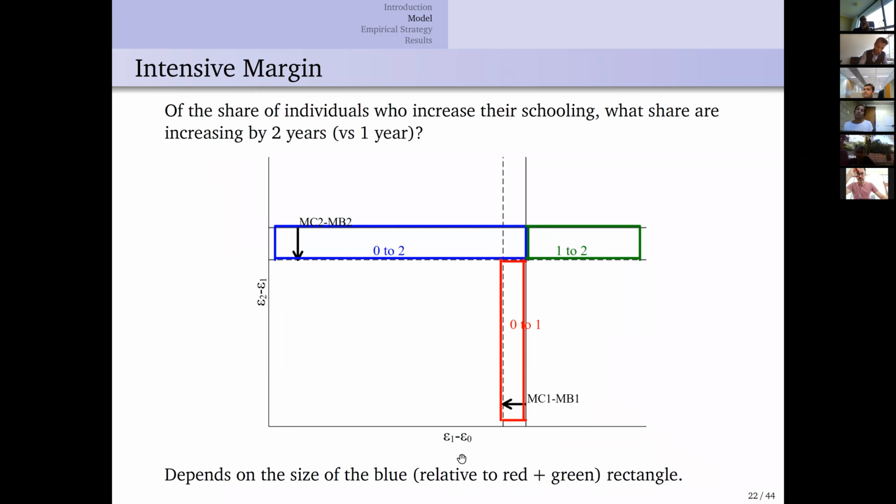I've taken out the distributions just to make this bigger. This blue rectangle are all of the people shifting from 0 to 2 years of schooling. The red rectangle are people shifting from 0 to 1 year, so they're increasing their schooling by 1 year, and then this green rectangle shifts from 1 to 2. Okay, so if the blue rectangle is large relative to the red and green rectangles, that means there's a larger intensive margin effect.